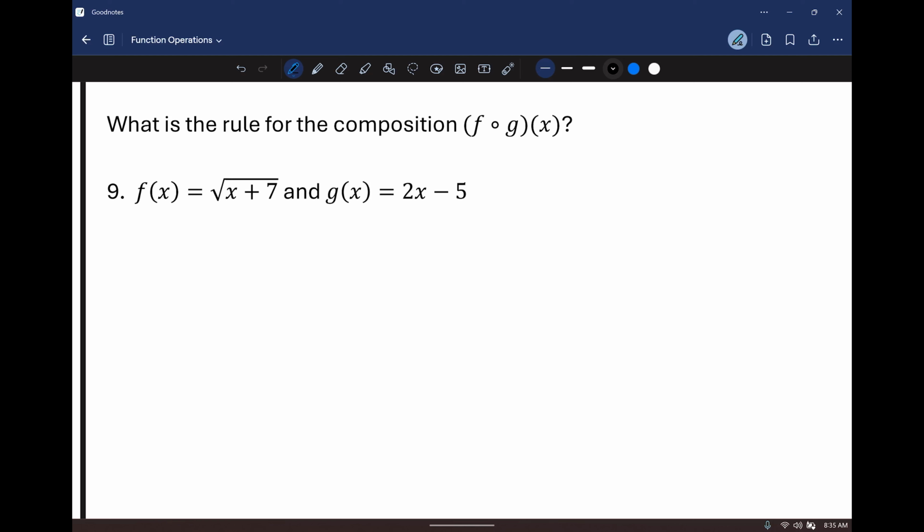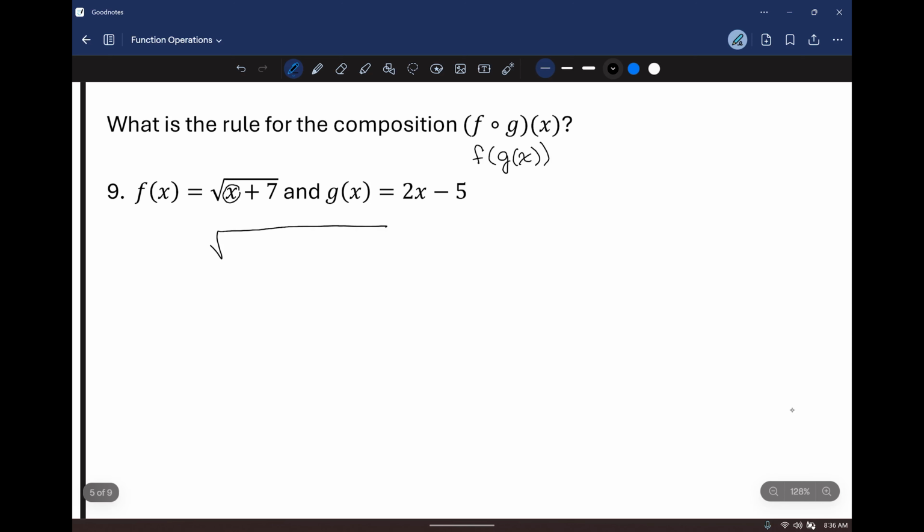So we have f of x is the square root of x plus 7, and g of x is 2x minus 5. So we're going to do f of g of x. Remember, that's the same thing as this. They are just written differently. So I'm going to write down f, but I'm going to leave a blank spot here.